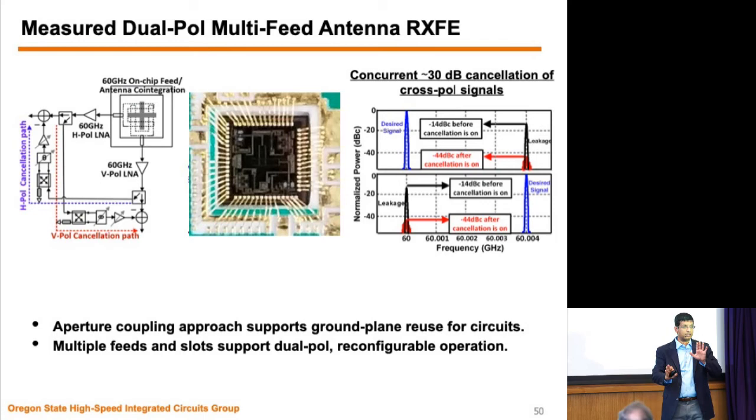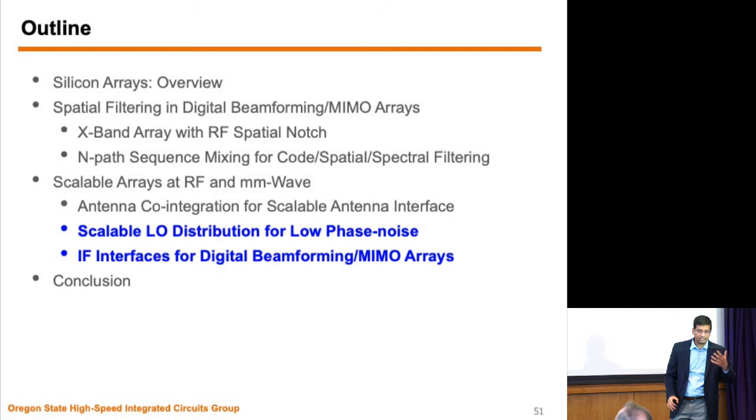And you can think about polarizations as two orthogonal media. So this basically means I can double the data rate that I have by sending signals on both polarizations. So these are some of the things that we can do with multi-feed antennas. And this is an active area of research that we are looking at, where we are adding to the number of feeds and also co-integrating more tightly with the design of the LNA and PA.